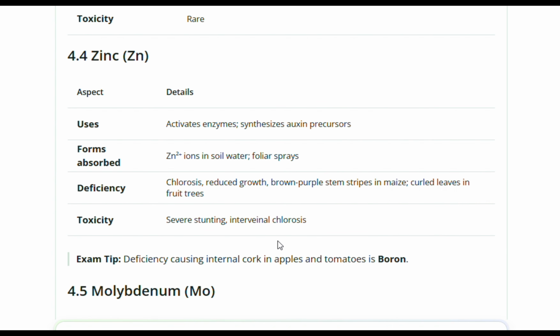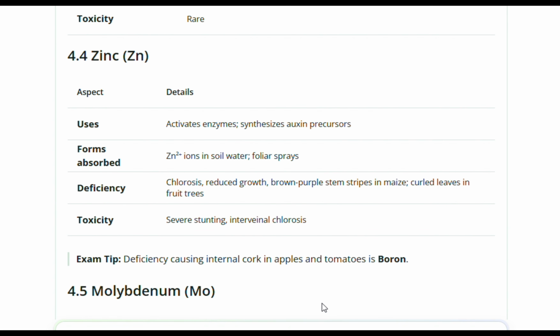Exam tip: deficiency causing internal cork in apples and tomatoes is boron. So if they say deficiency that is causing internal cork in apples and tomatoes, just know that's boron.